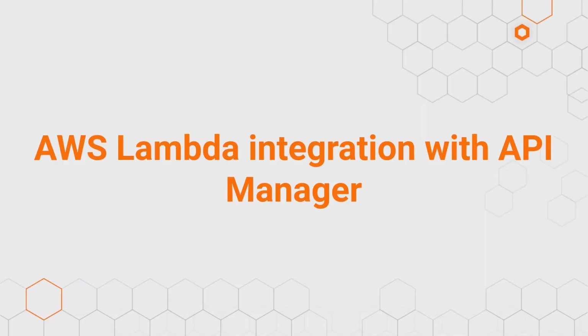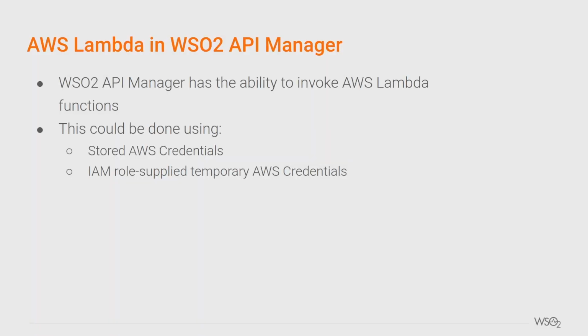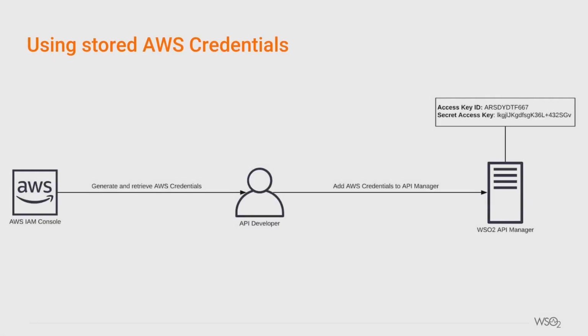Now we will move on to the AWS Lambda integration with WSO2 API Manager. WSO2 API Manager now has the ability to invoke AWS Lambda functions using either stored AWS credentials or IAM role supplied temporary AWS credentials. The second option would be ideal if you have an instance of WSO2 API Manager running on AWS EC2 instances and you also want to manage other AWS services using this new feature. Using the stored AWS credentials method would be ideal if WSO2 API Manager is not running on an AWS EC2 instance or AWS Lambda functions are hosted in a different AWS account.